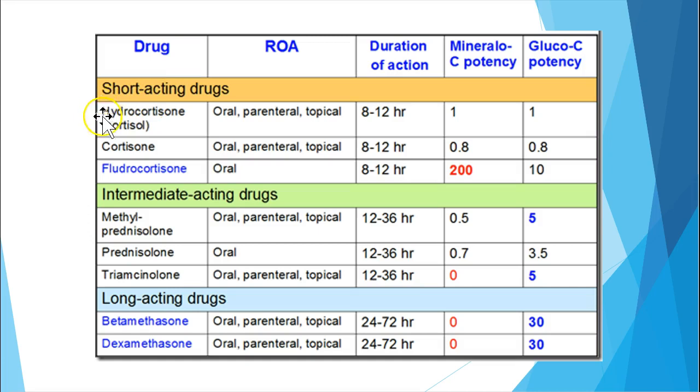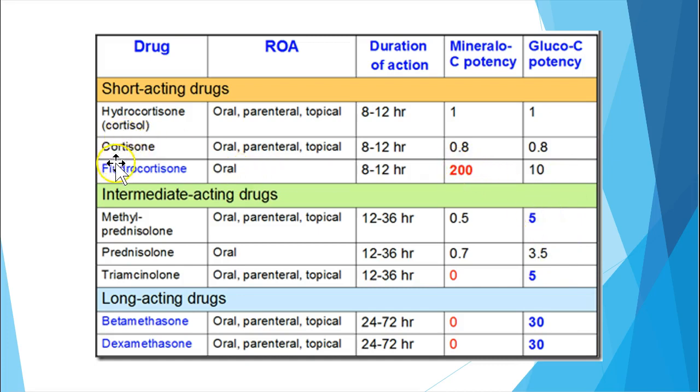You start with hydrocortisone, which again is your synthetic version of the cortisol your body produces naturally. It's got about a 1-to-1 mineralo and glucocorticoid potency. So if you want something that's not mineralo, then you have to shift to some of the different drugs we have that are designed to be much more heavy on the glucose side.